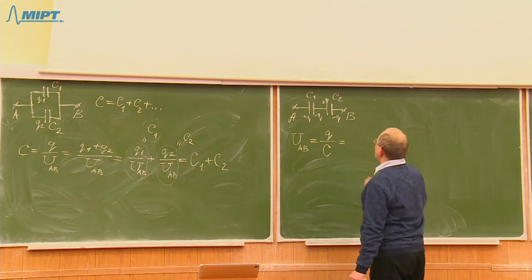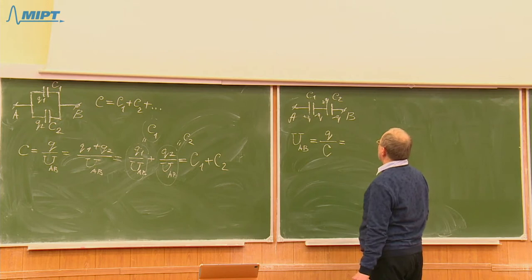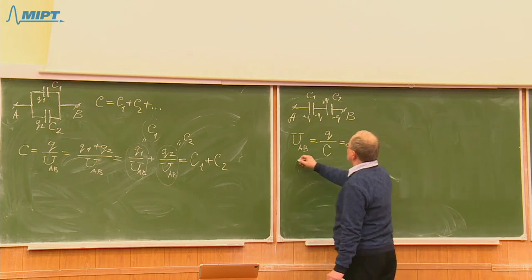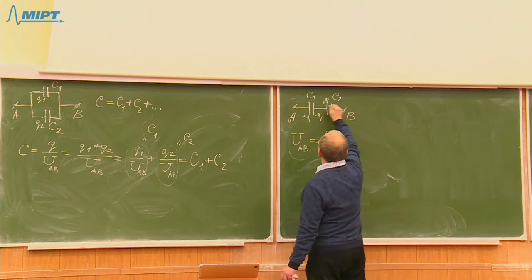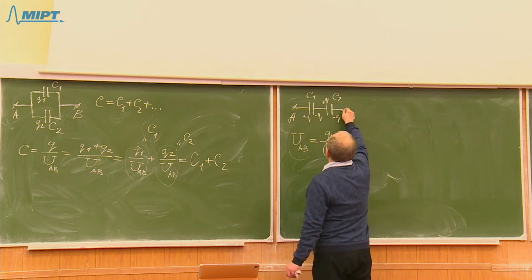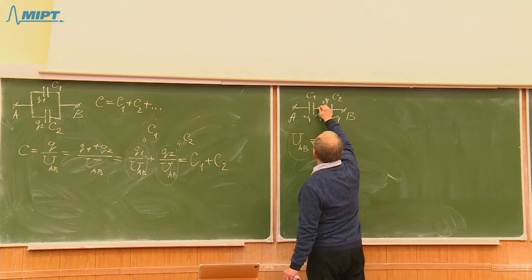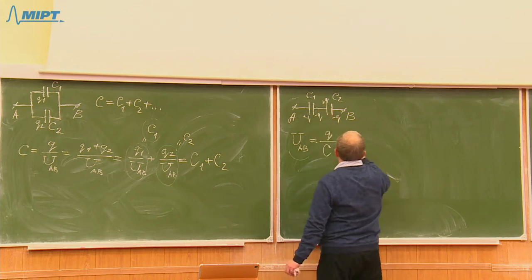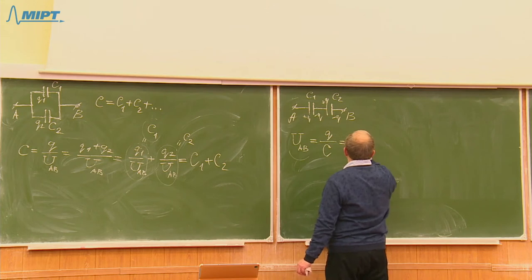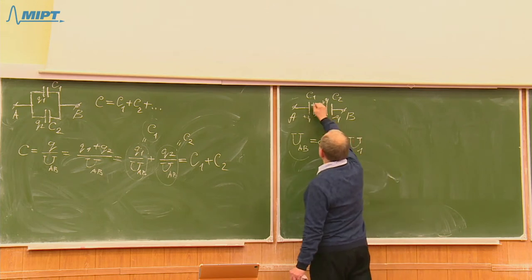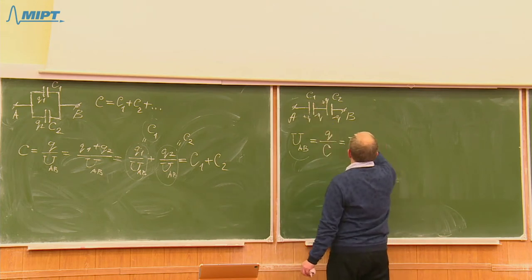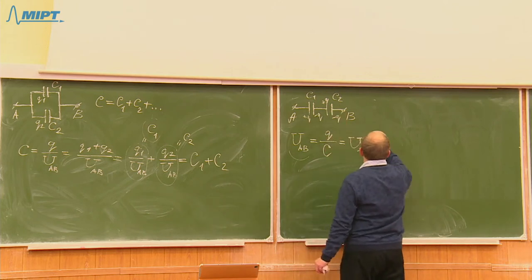And the total charge, this potential difference is between points A and B. And so there will be some potential difference on the first capacitor, that is between the plates of the first capacitor. I will denote it by U1, some potential difference on the first capacitor, plus some potential difference on the second capacitor.